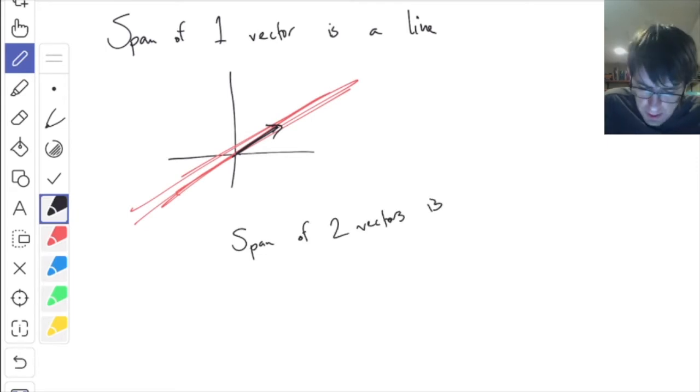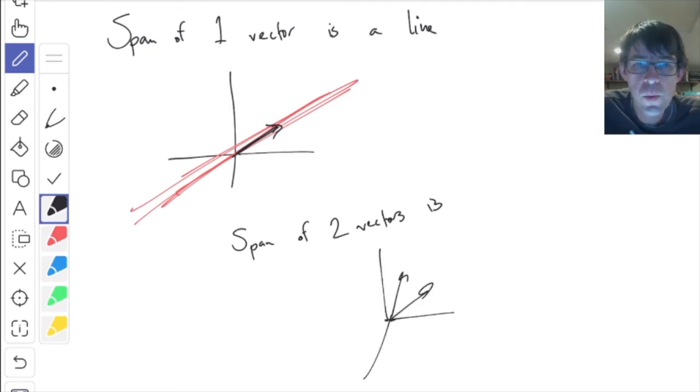What's the shape that you get if you have, say, two vectors and you look at all possible ways that you could add those two vectors together? Somebody want to shout it out? What shape will you get? A plane. Yeah, generally speaking, you will get a plane. Unless they happen to be in the same line already, then all you get is a line.